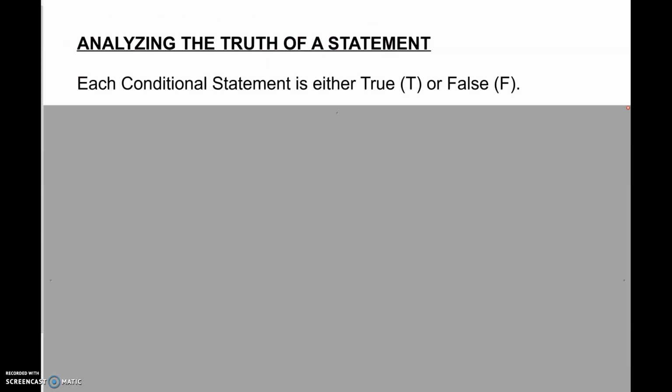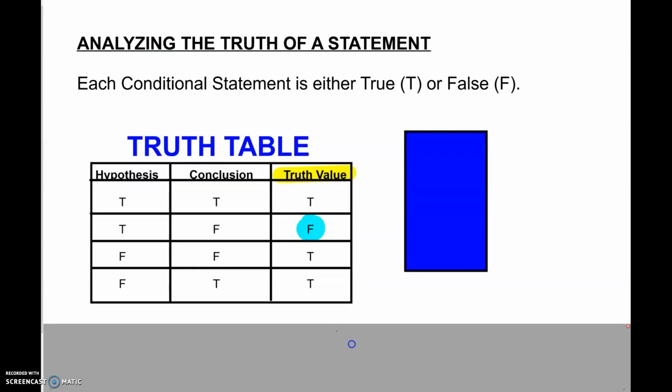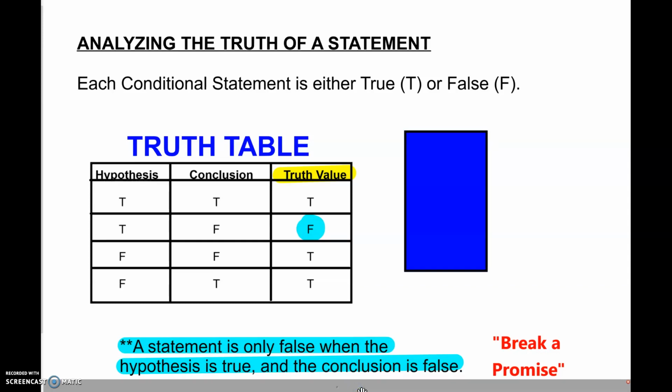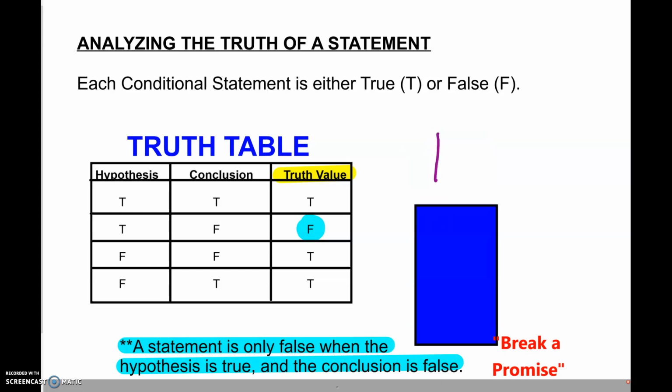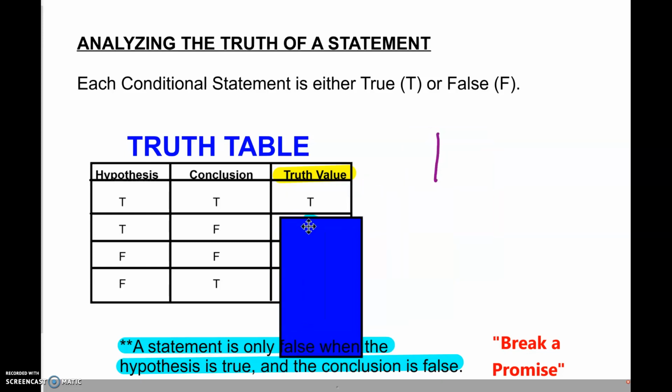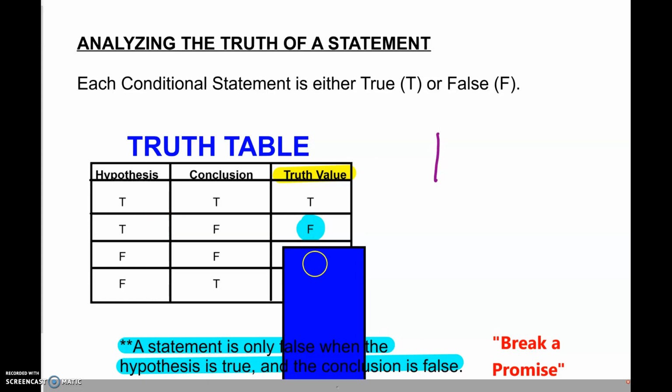Analyzing the truth statement. Not all if-then statements are true, so you have to analyze each one. Using a truth table, this is a huge thing. The stuff underlined here in the bottom is the big part. If your hypothesis is true, you ate your hamburger, then the conclusion would also be true because you would get to have your dessert. If the hypothesis is true, you ate your hamburger, but you did not have dessert, then it is false. If you did not eat your hamburger and you did not have dessert, that is still true.